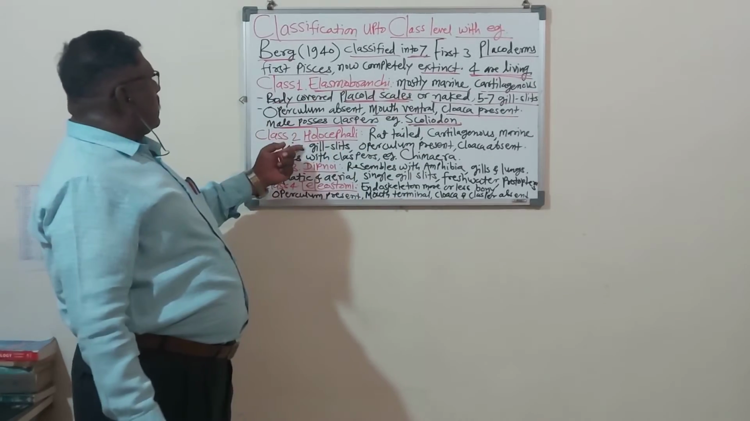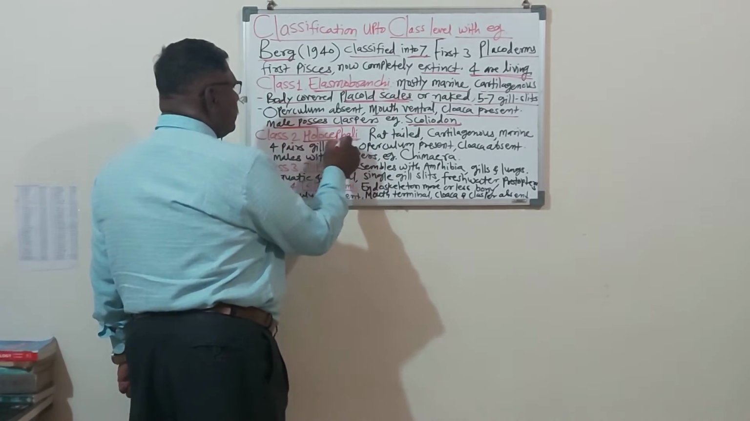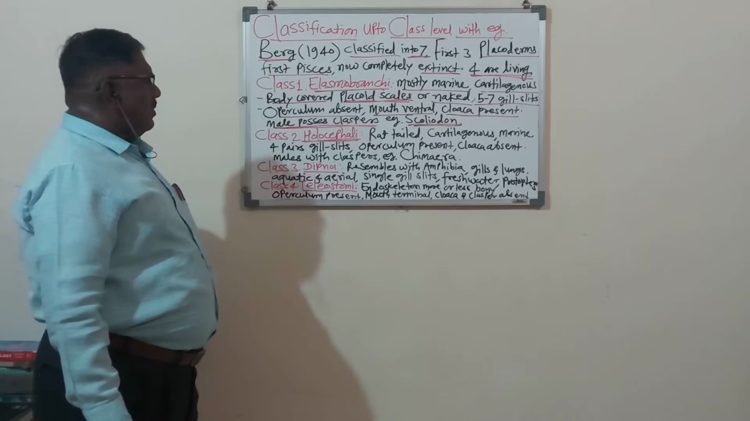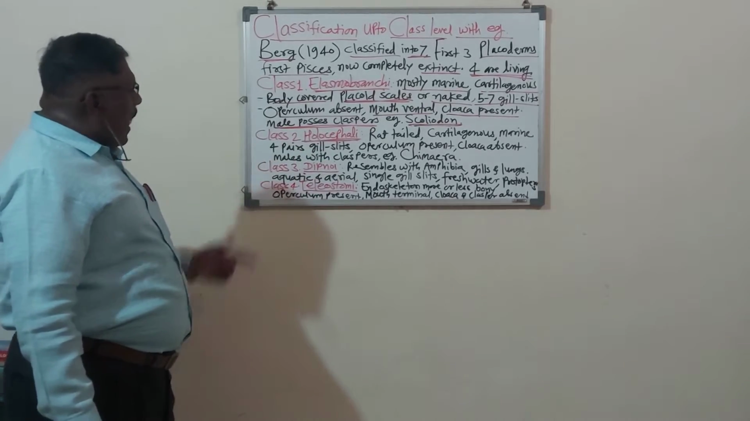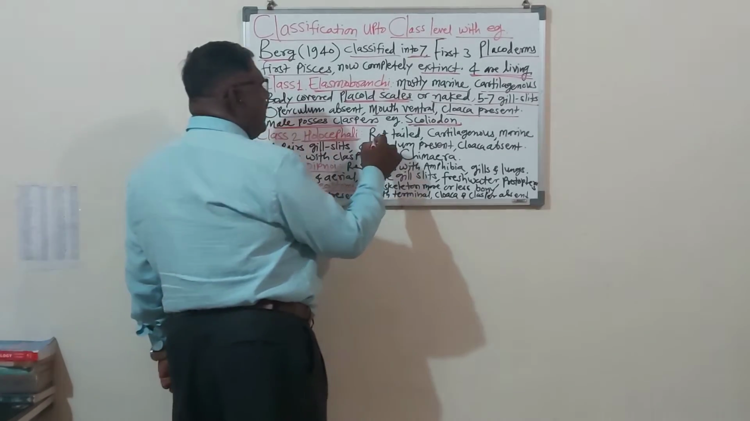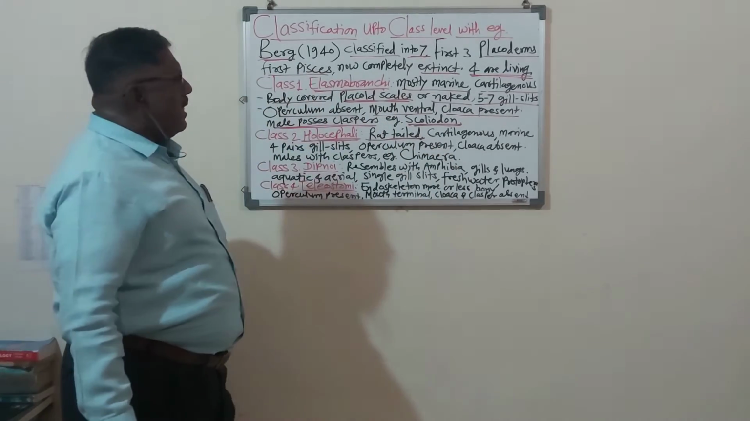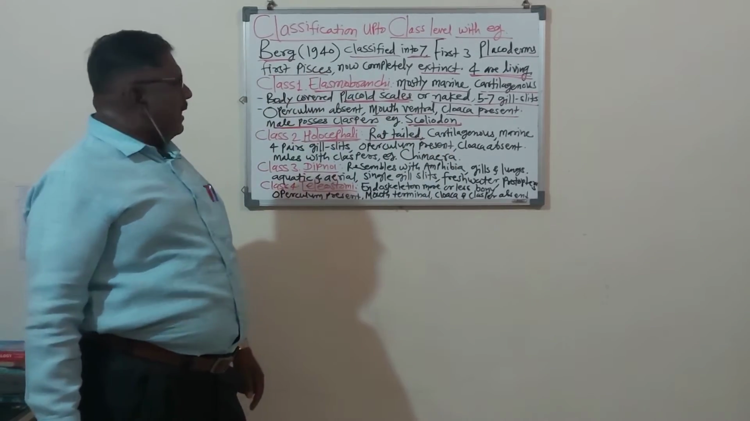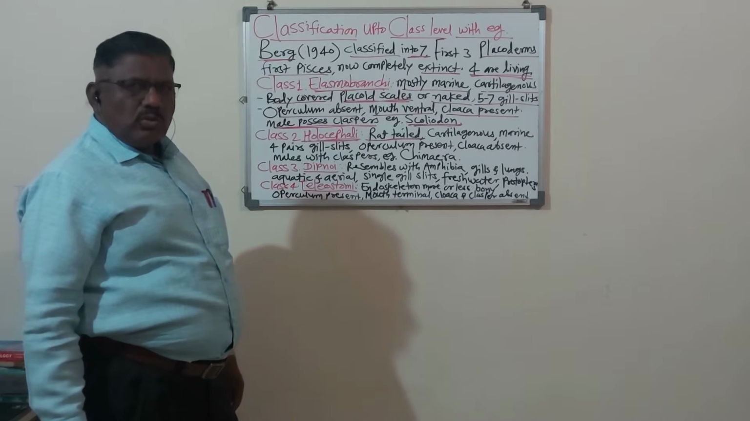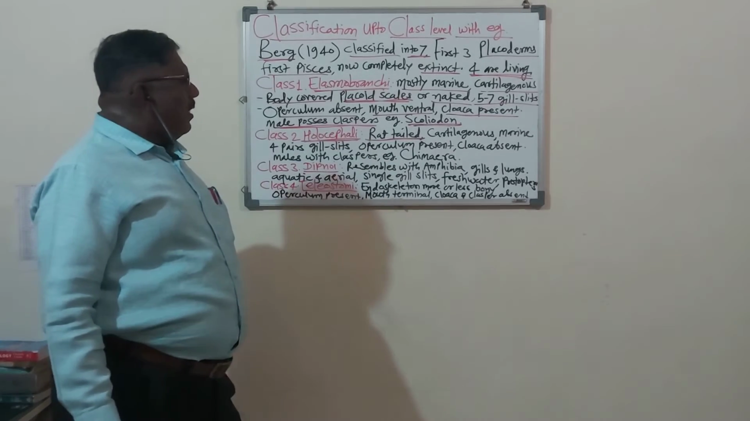Now another class of Pisces is the Holocephali. The Pisces belonging to this class have a tail like a rat, so they are called rat-tailed. A tail like a rat's tail is present. So they are called rat-tailed.